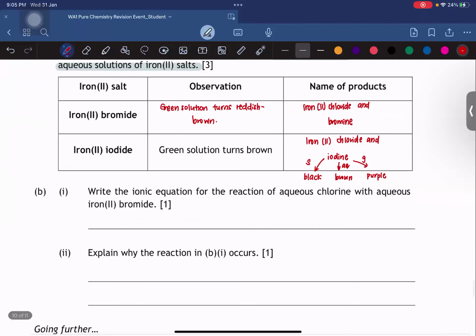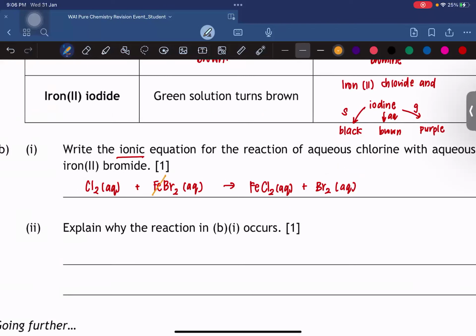Okay, now next one. Write the ionic equation when aqueous chlorine reacts with iron 2 bromide. So, what is aqueous chlorine? Cl2. React with iron 2 bromide, what do you have? FeBr2, aqueous. Then what does it form? FeCl2, aqueous, and then Br2, aqueous. Now, but it's an ionic compound. So what must we do? We must cancel the similar ions, Fe. Clear? But take note, the ones that are left behind have to be in their ionic or full compound format. So 2Br minus aqueous forms 2Cl minus and Br2 aqueous.